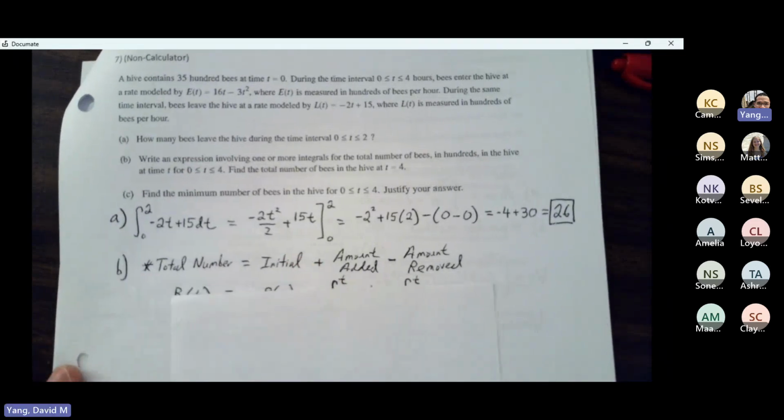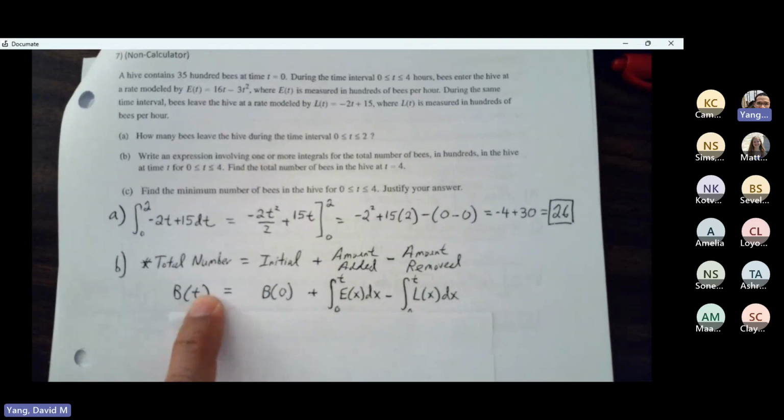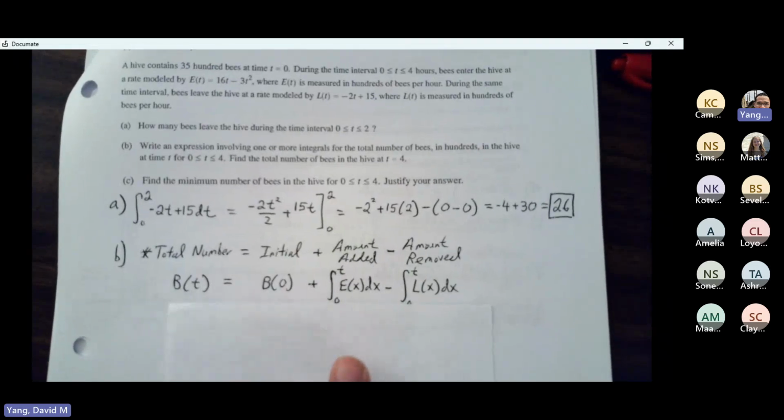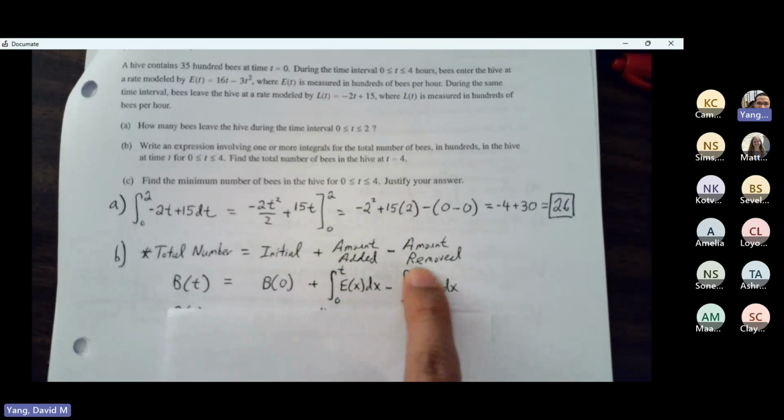So let's create a formula first. B of t is the number of bees at any moment in time. B of 0 is how many bees there are to begin with in the hive. The integral from 0 to t of E of x is going to be the total number of bees who've entered into the hive in this time interval, and then the integral from 0 to t of L of x is going to be the number of bees who've left the hive in that interval.